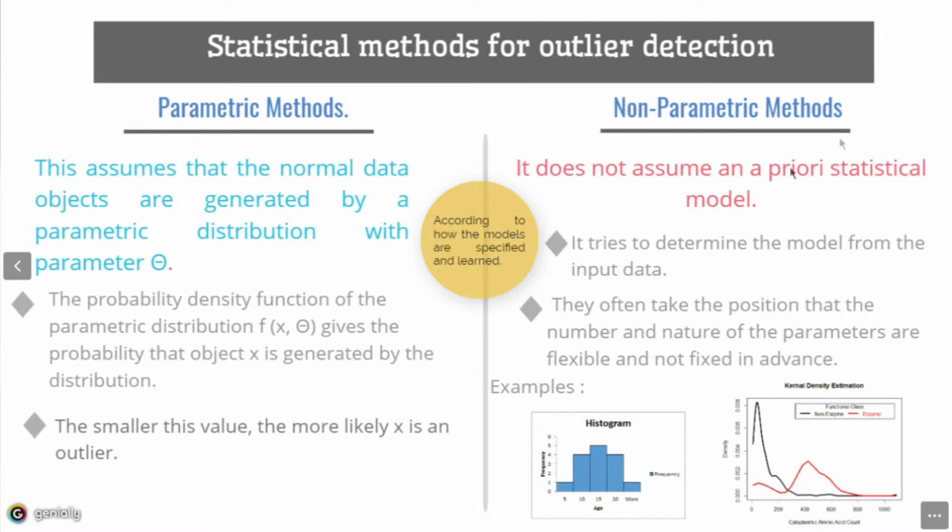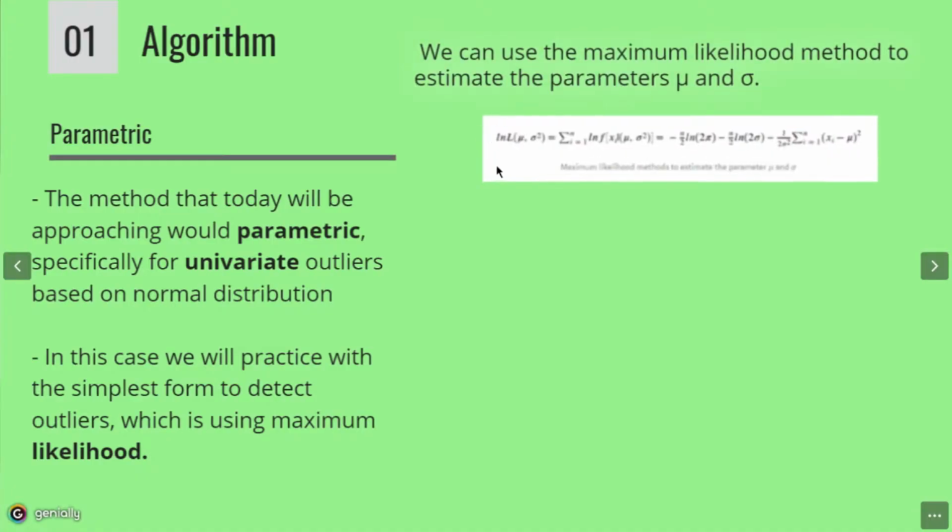A non-parametric method does not assume a priori a statistical model. Instead, a non-parametric method tries to determine the model from the input data. Note that most non-parametric methods do not assume that the model is completely parameter-free. Such an assumption would make learning the model from data almost mission impossible. Instead, non-parametric methods often take the position that the number and nature of the parameters are flexible and not fixed in advance. Examples of non-parametric methods include histogram and kernel density estimation.